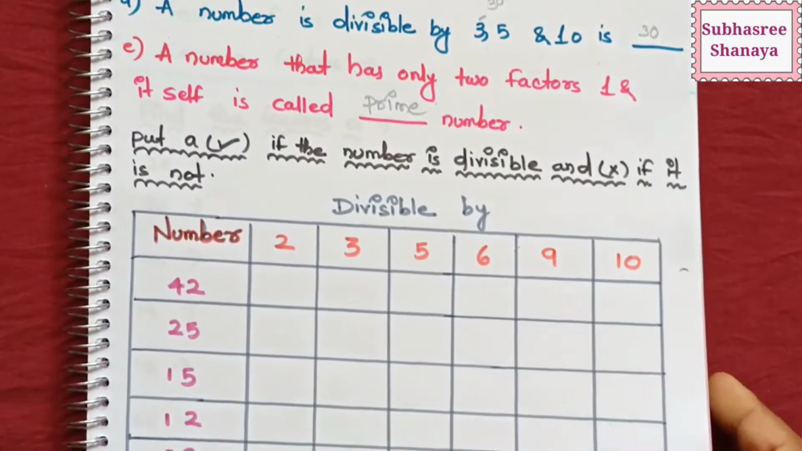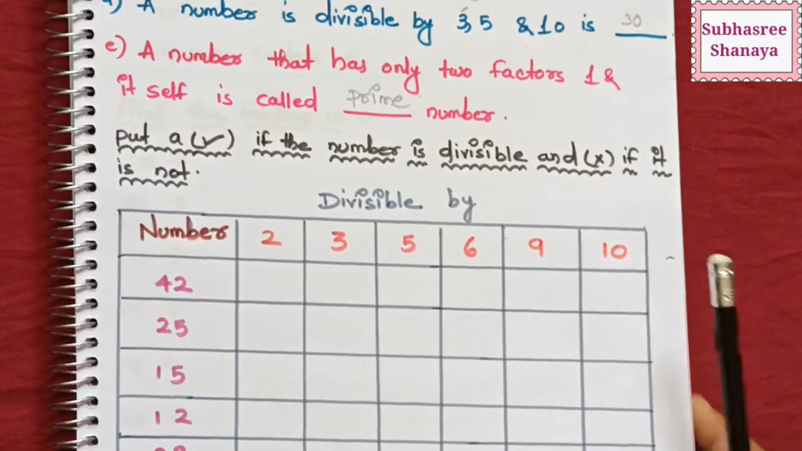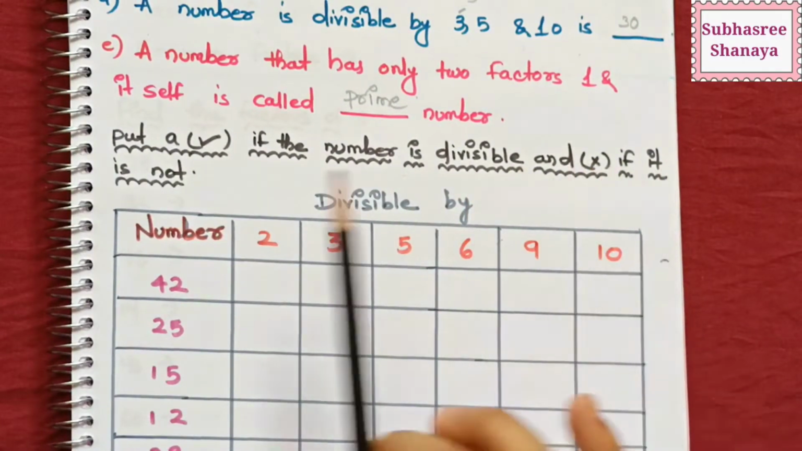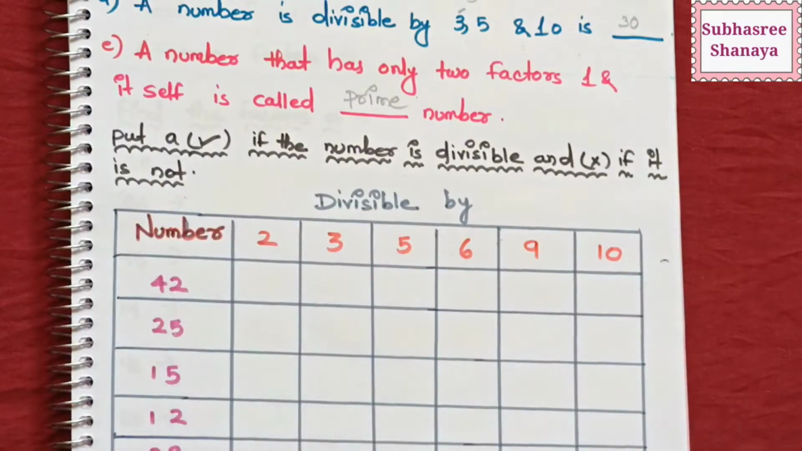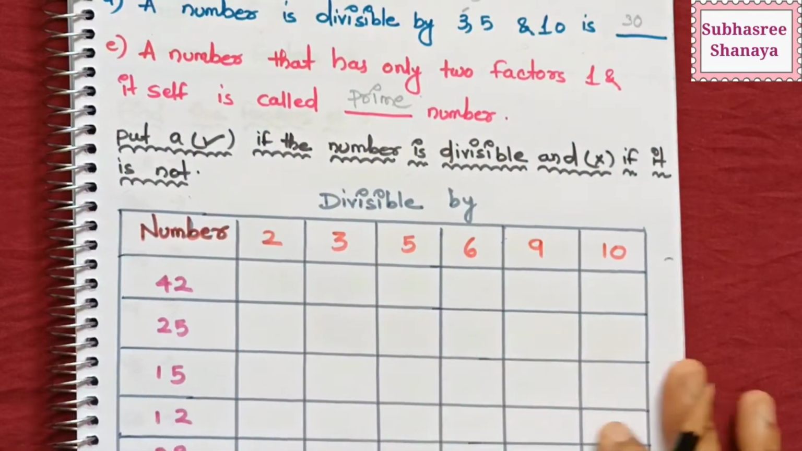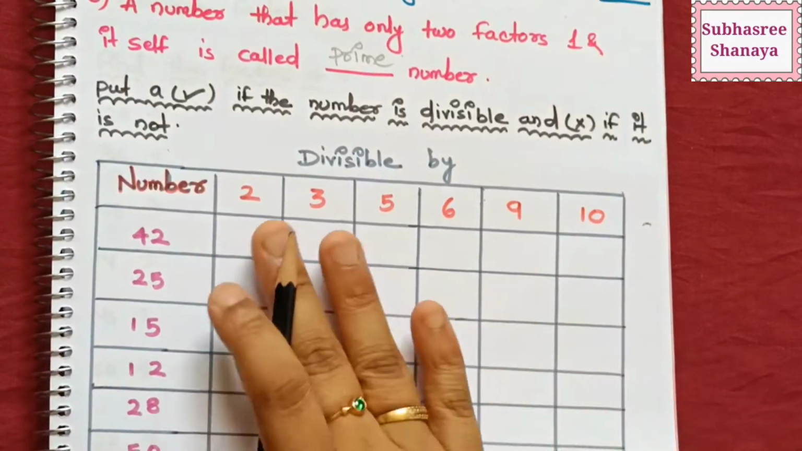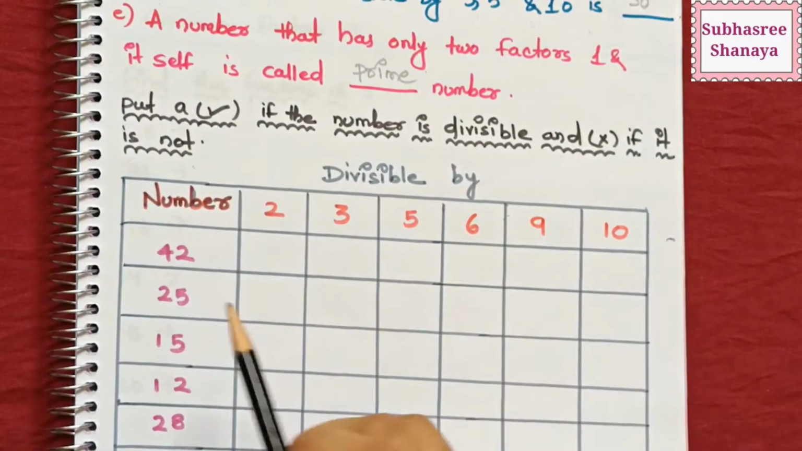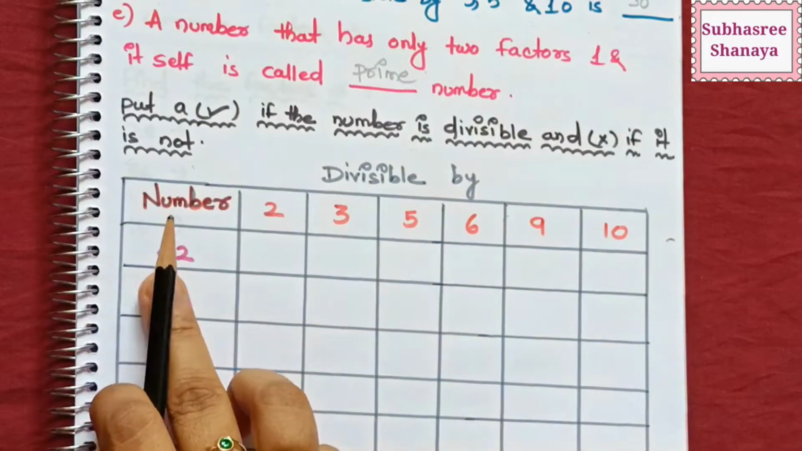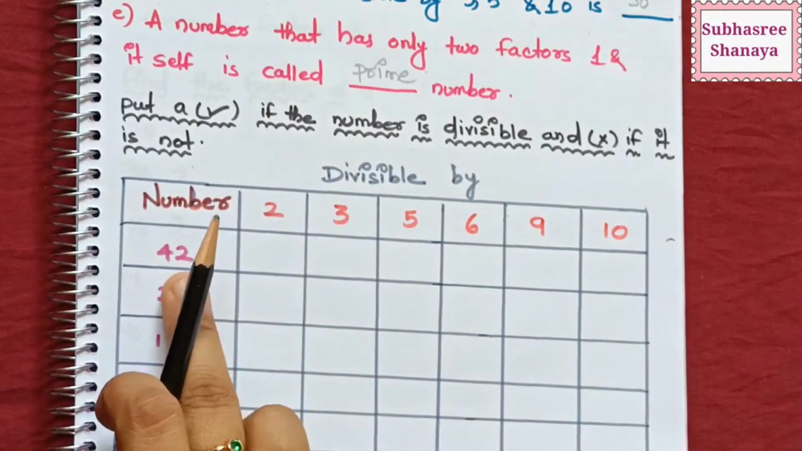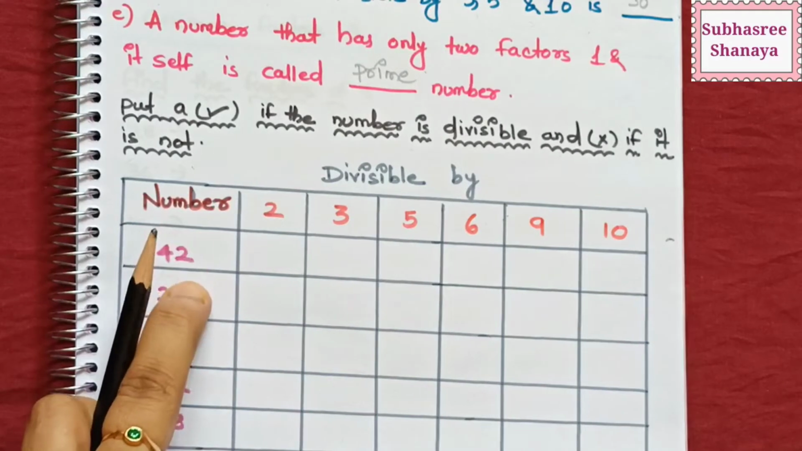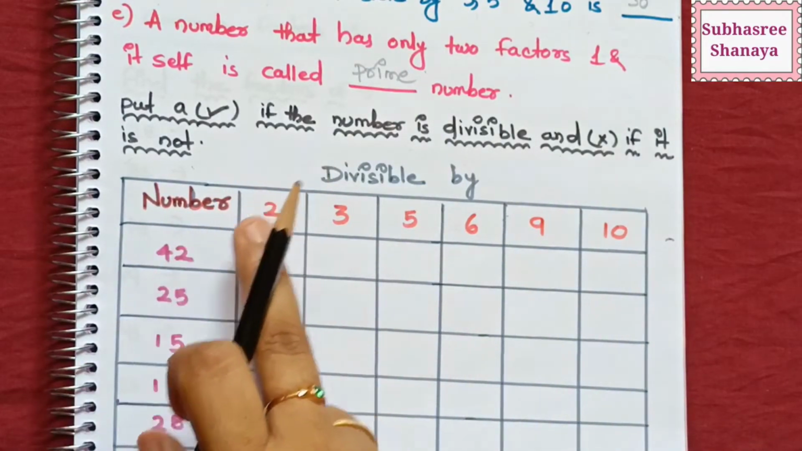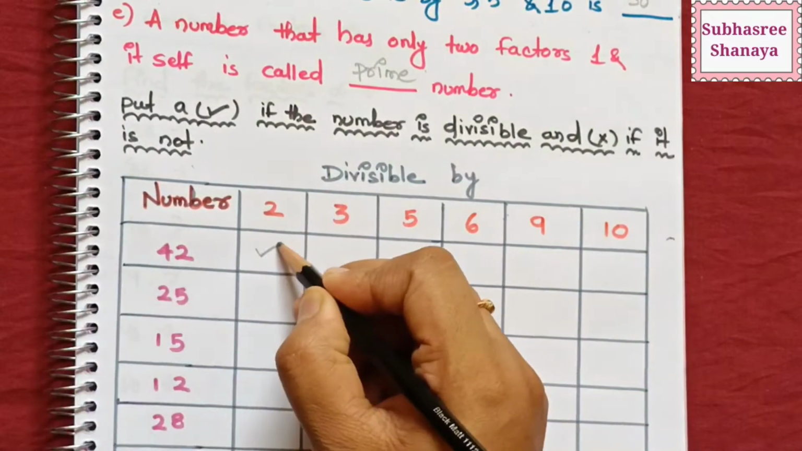Now the next question is, put a tick mark if the number is divisible and a cross if the number is not divisible. So we have to find out. For this we have to know the divisibility rules of 2, 3, 5, 6, 9 and likewise. So I'll show you with one example. Suppose 42. Is it divisible by 2 or not? Yes, as we know, if in the ones place 0, 2, 4, 6, 8 is present, that number is divisible by 2. So we have to tick here.